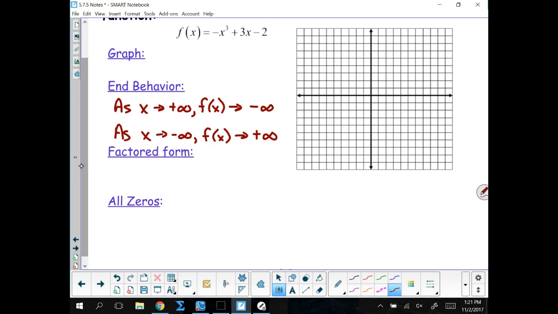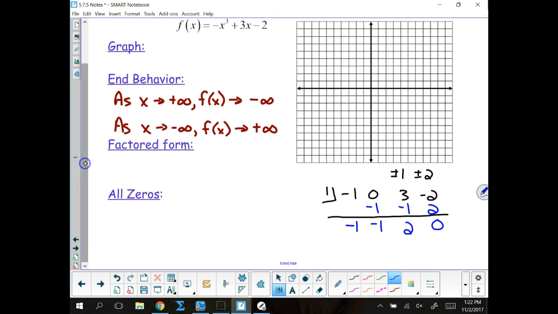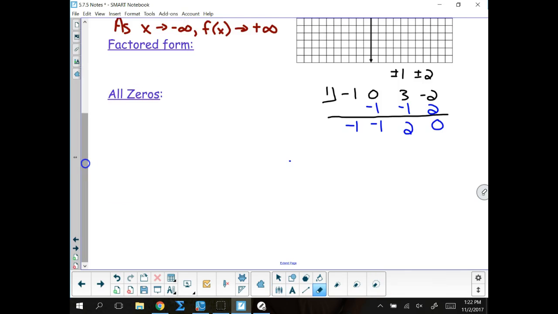My possible zeros here are plus and minus 1, plus and minus 2. Which one do you want to try first? 1. Okay, let's try 1 first. Negative 1, 0, 3, and negative 2. Negative 1, negative 1, 2, 2, 0. So that is a 0. So that tells me that my f of x has been factored into x minus 1 times negative 1x squared minus 1x plus 2.